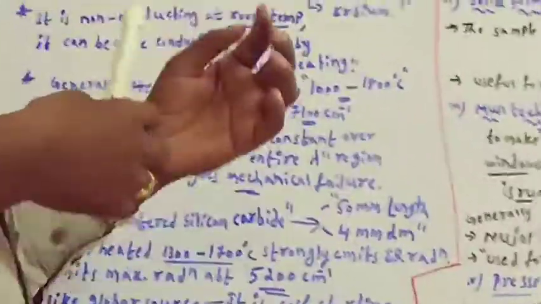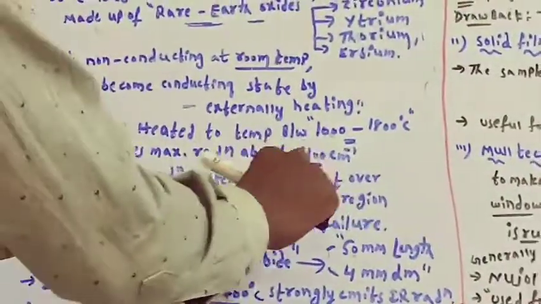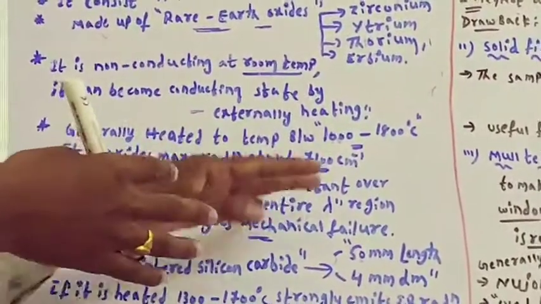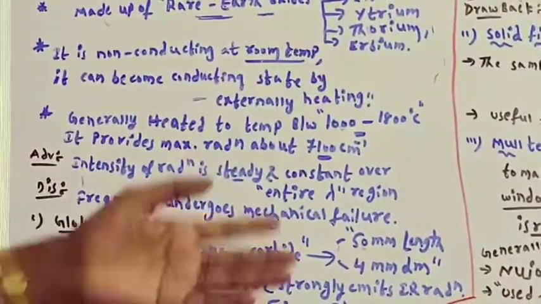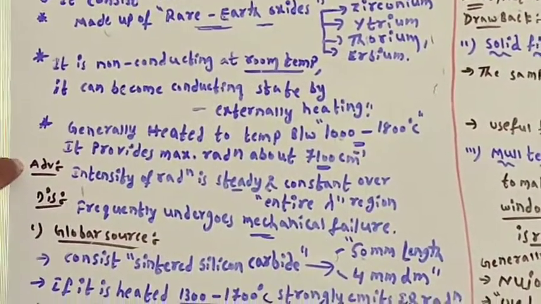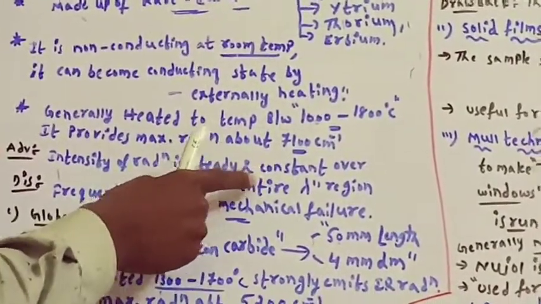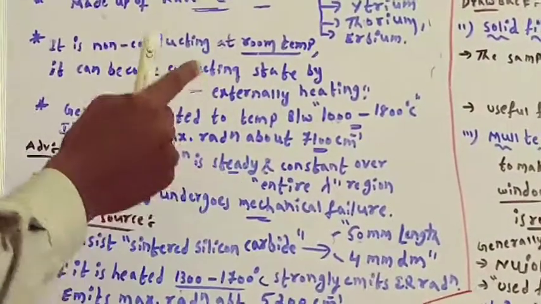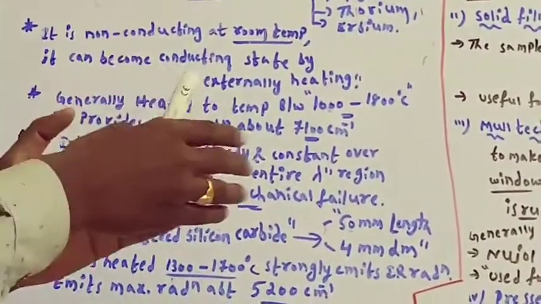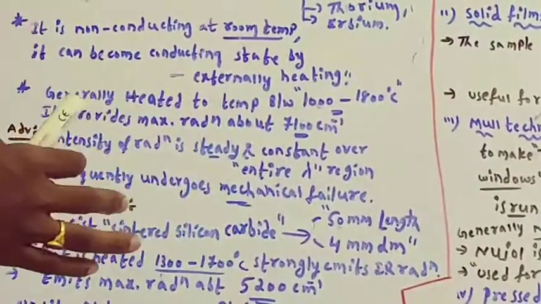We know that absorption of IR radiation can be measured in wavelength as well as wave number form. This is the wave number, 7100 centimeter inverse. Then coming to the advantages of the Nernst glower: the intensity of radiation is steady and constant over the entire wavelength region. The Nernst glower provides stable and constant radiation over the entire wavelength region. This is about the Nernst glower.